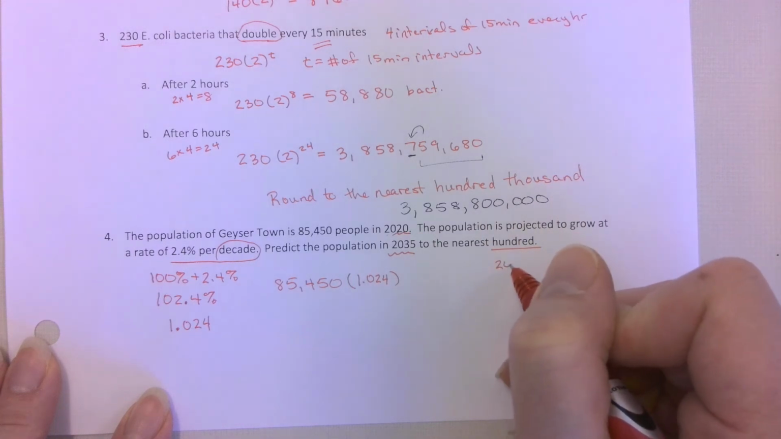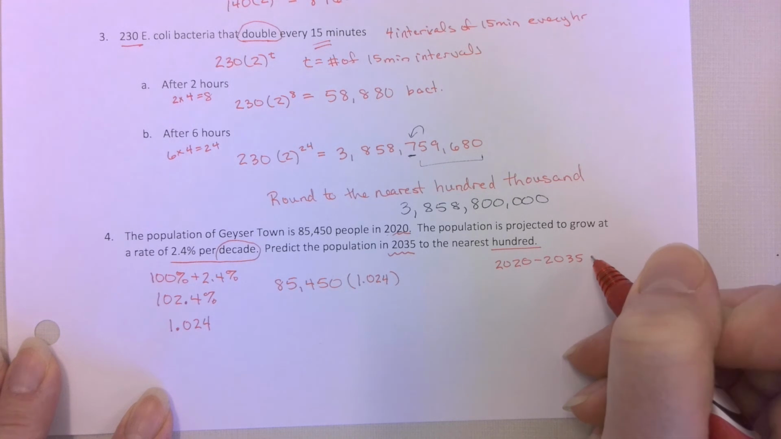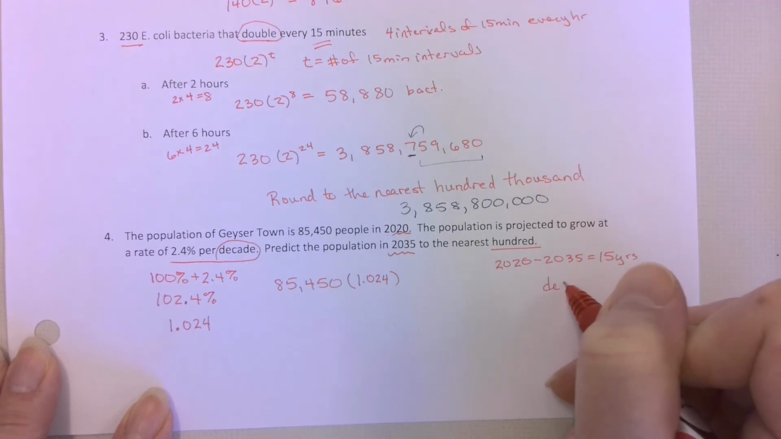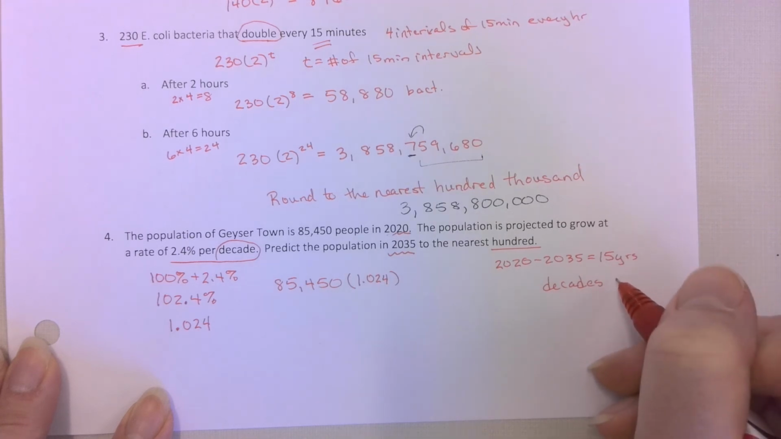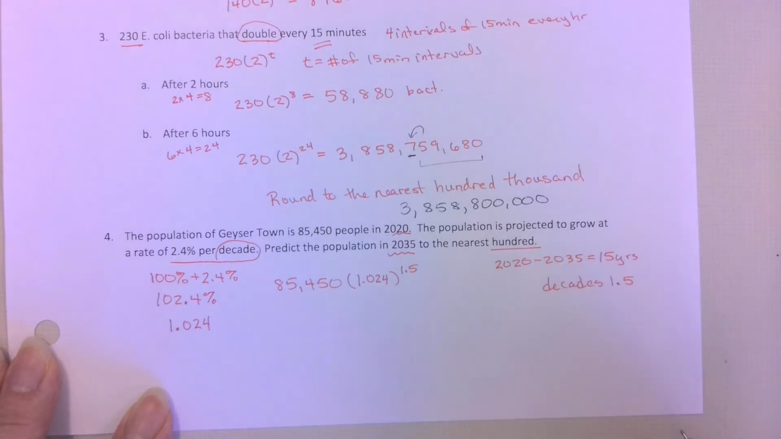and to the power of time, and we're going from 2020 to 2035. So 2020 to 2035. Well, that's 15 years. So what is that in decades? Well, 10 years in each decade, so take 15 divided by 10, our power would be 1.5. So we'd be very careful with that.